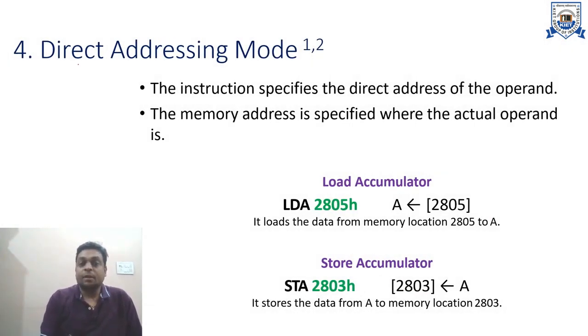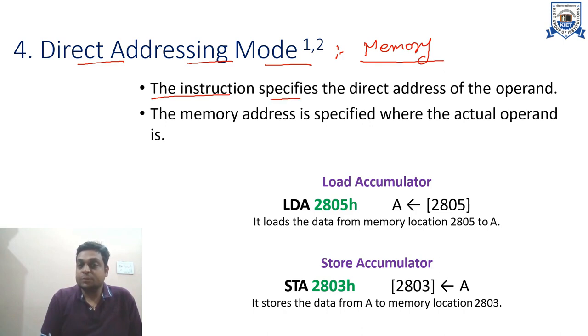Next, direct addressing mode. Now this addressing mode belongs to memory. The instruction itself specifies the direct address of the operand, which means we can get the address of the operand directly.